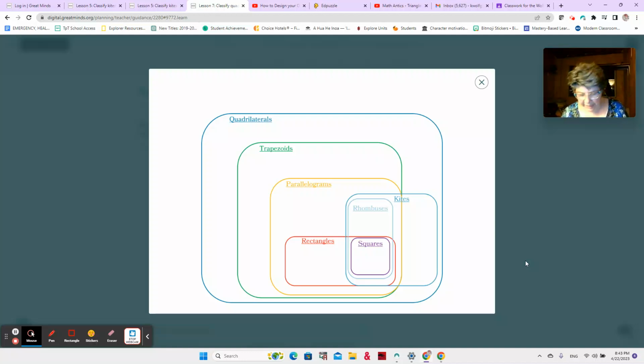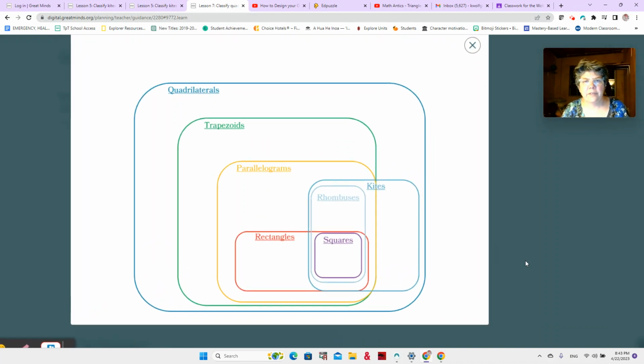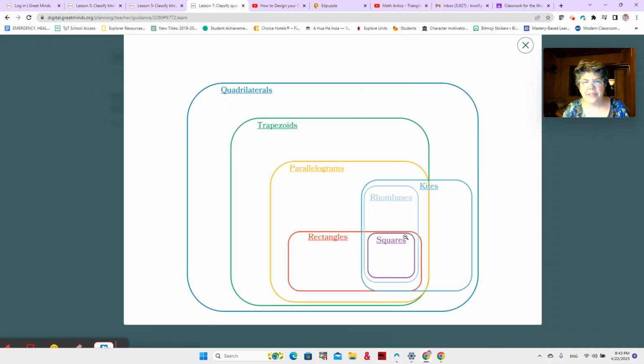All right, here we are in video 2 of lesson 7, and we have a Venn diagram here of quadrilaterals. And this is kind of interesting. So think about the hierarchy, or look at the hierarchy on the wall. You also have this on page 53 of your book. So just look at it for a minute and think about what you notice.